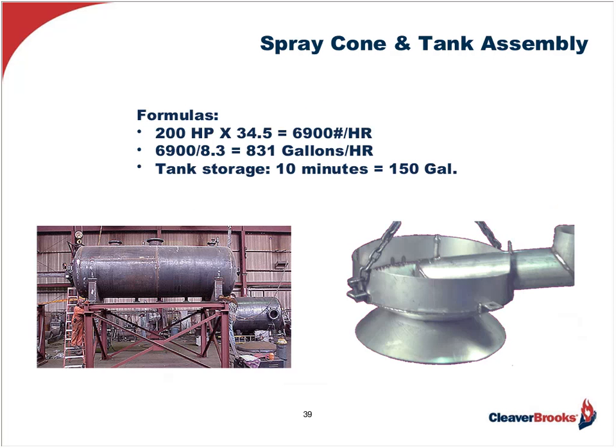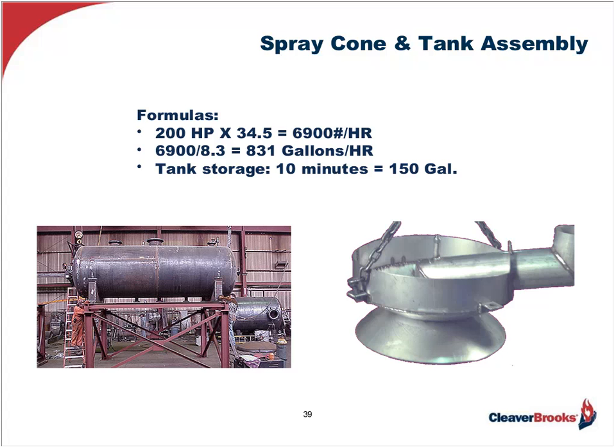Starting with the spray cone and tank assembly, we begin with the capacity of the boiler load, and for this, let's say we have a 200 horsepower boiler generating 6,900 pounds of steam per hour, or said another way, it evaporates 831 gallons of water an hour. This then is the maximum capacity for the spray cone.